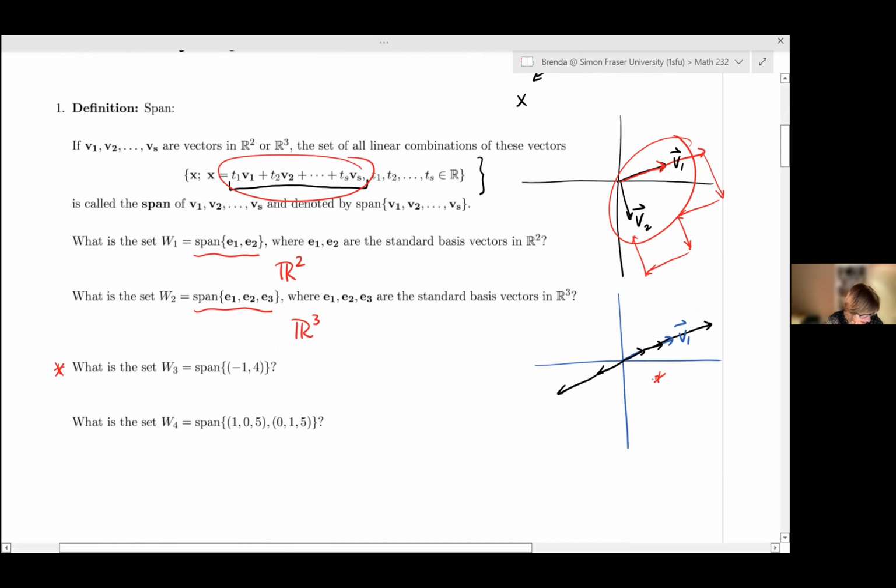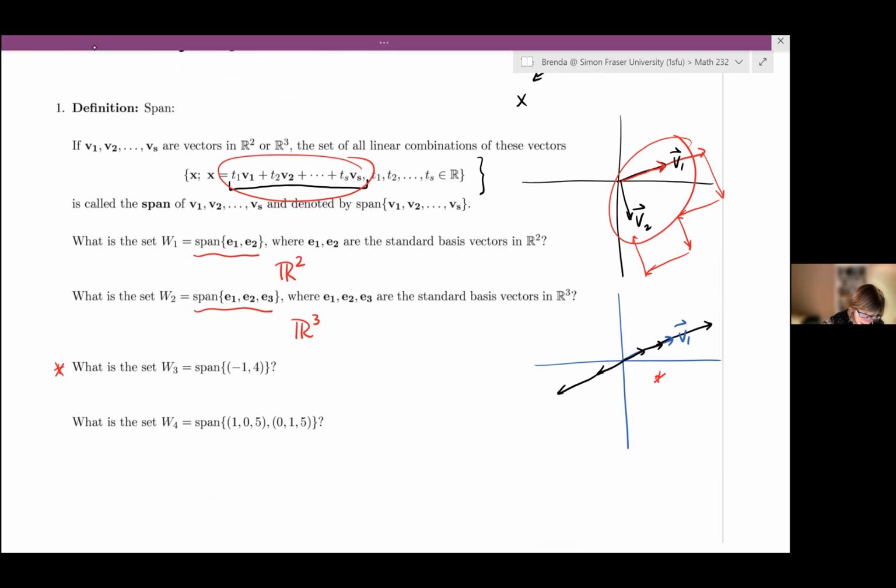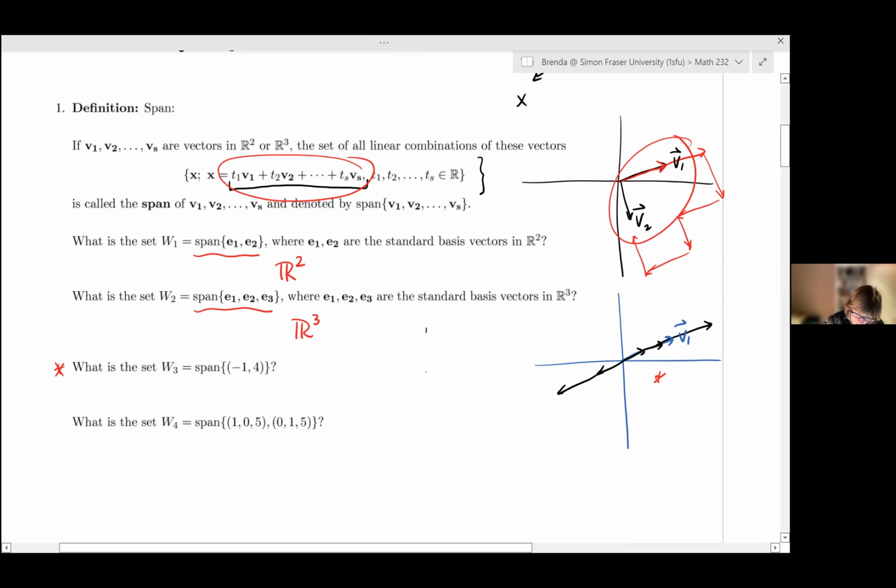We have the span of what is the set W3 equals the span of (-1, 4). Okay, so we have this vector. Let's just draw out what it is. -1, 4. There's -1 and 4, so it's somewhat like that. And so we can move along this vector anywhere like that. So it is a line through the origin.